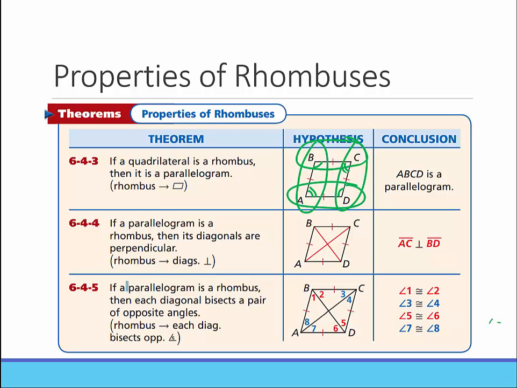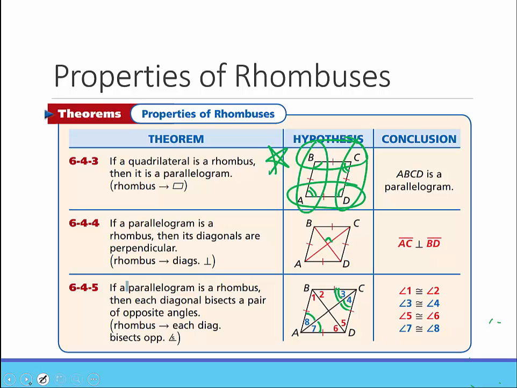And then if a parallelogram is a rhombus, its diagonals are perpendicular. So these form a nice 90-degree angle. And then if a parallelogram is a rhombus, then each diagonal bisects a pair of opposite angles. So this goes through and cuts those 2 angles in half. These 2 angles are congruent. And then because of this up here, we know that 3 plus 4 and 8 plus 7 have to be congruent as well. And then you notice we make a bunch of triangles with these.